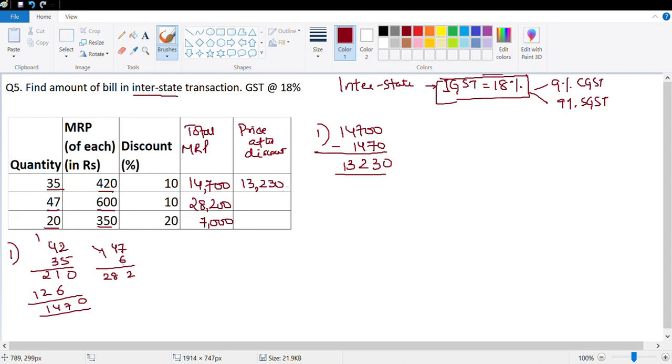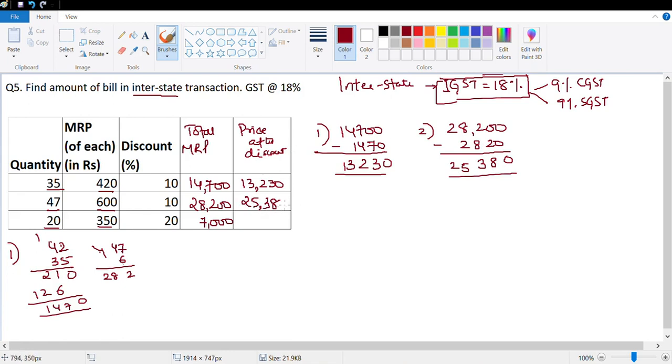For the second one, we have a discount again of 10%, which means the original cost is 28,200 minus the discount of 10%, that would be 2,820. That's 0. 10 minus 2, 8. 11 minus 8, 3. 7 minus 2, 5. And this is 2. So 25,380.